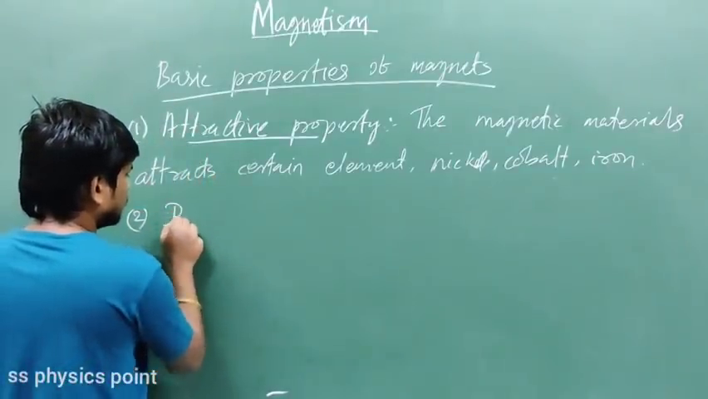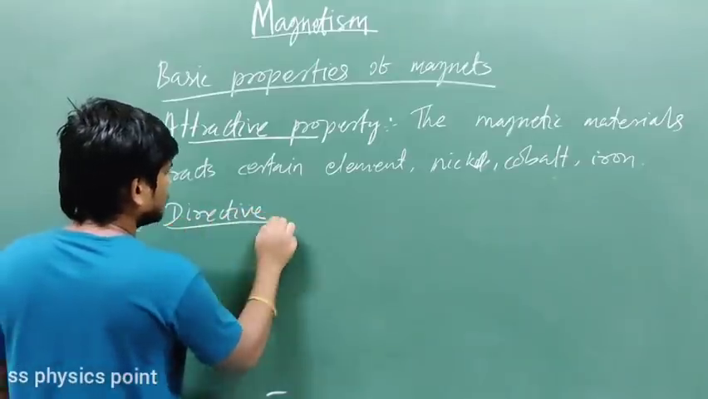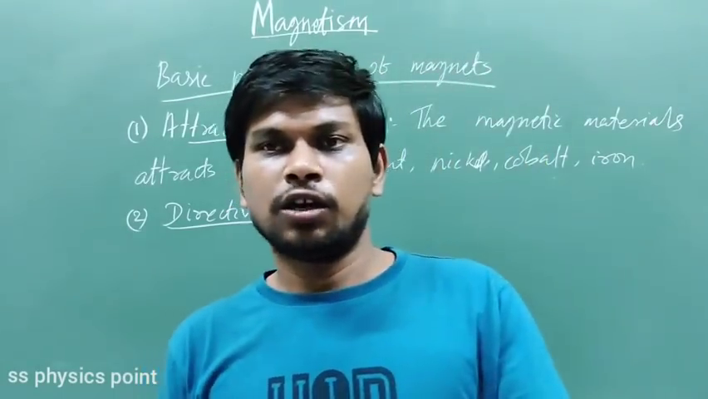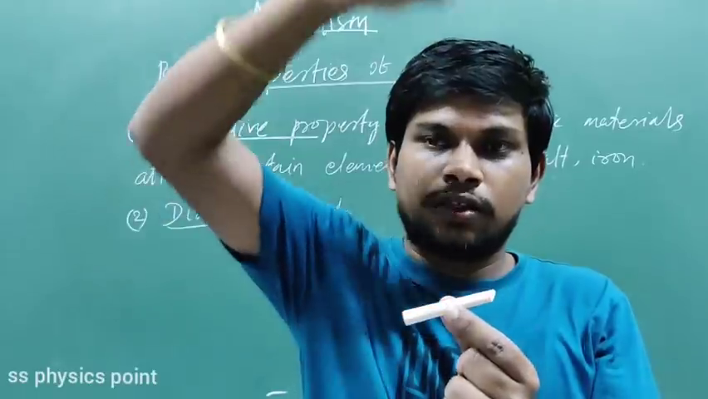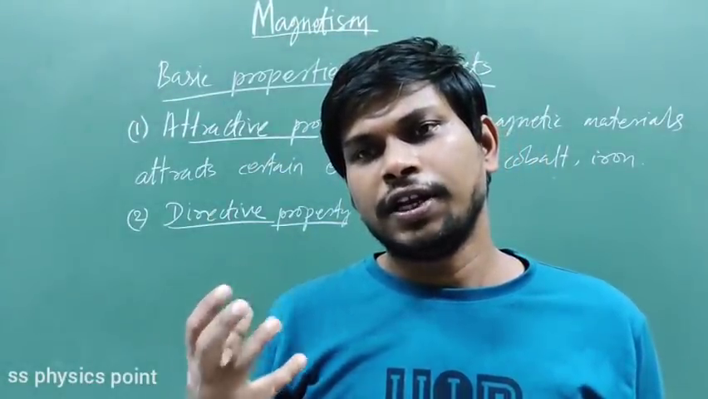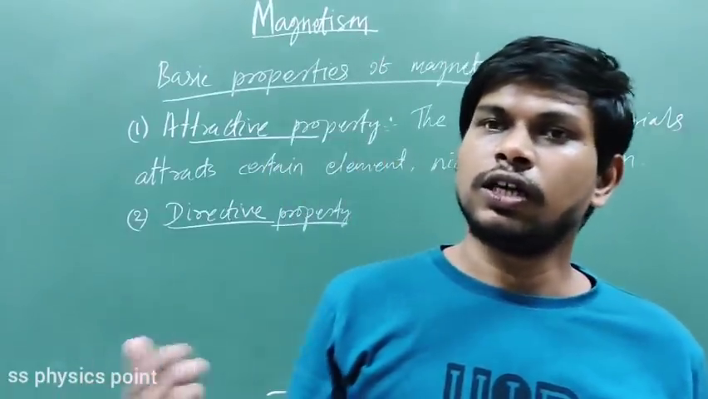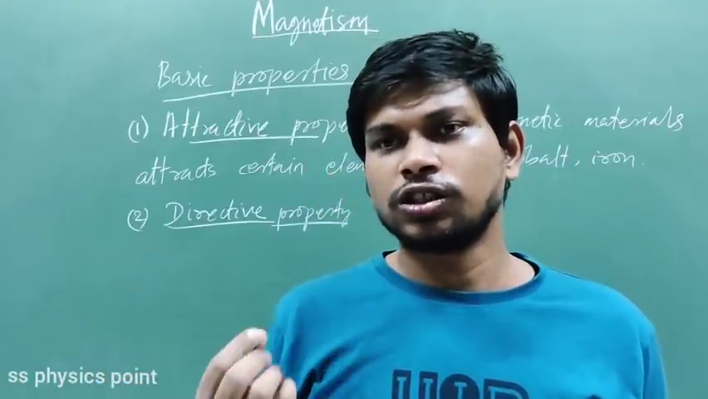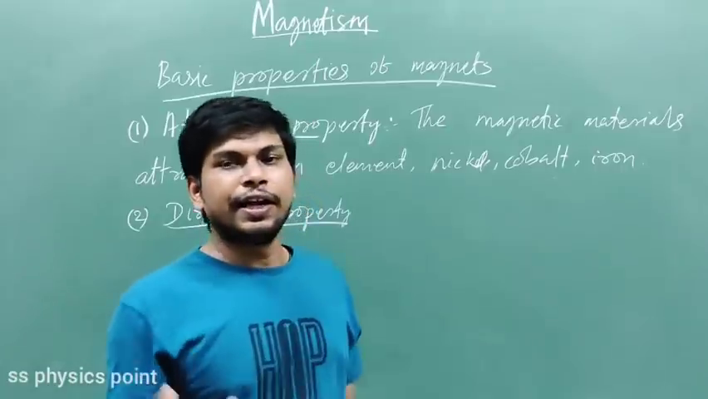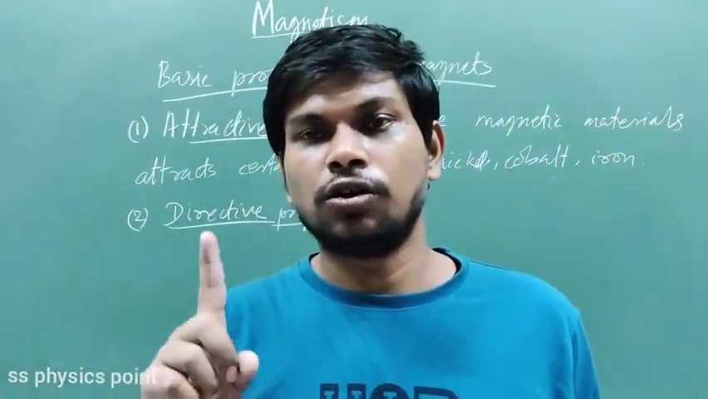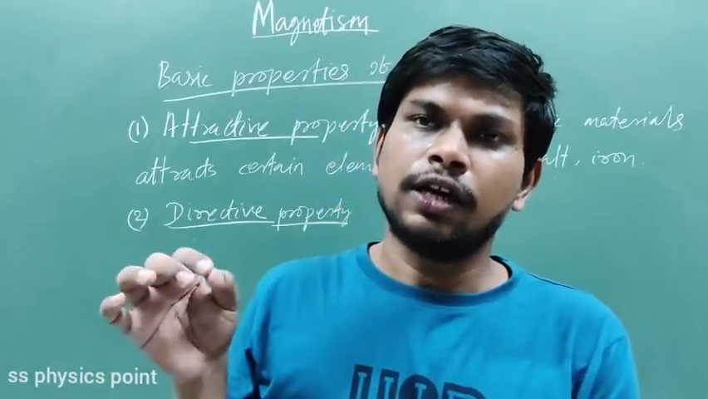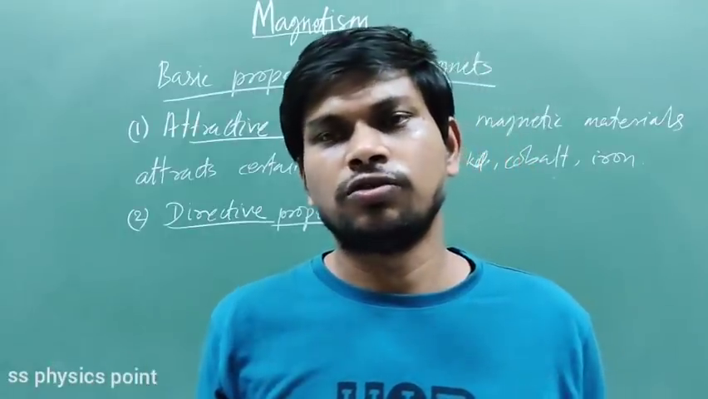So the second one is the directive property. डायरेक्टिव प्रॉपर्टी क्या है? If you suspend a magnet freely in air, मान लो एक मैग्नेट है, you are suspending it through a thread, then what will happen? It will direct along the direction of the geographic north and south pole of the earth. अर्थ की कौन सी डायरेक्शन में होगा? नॉर्थ एंड साउथ. It will align along that direction. You have seen also a magnetic needle, it is always directed along the north and south direction. So if we suspend a magnet freely in air, then it aligns along the direction of the north and south pole of the earth.